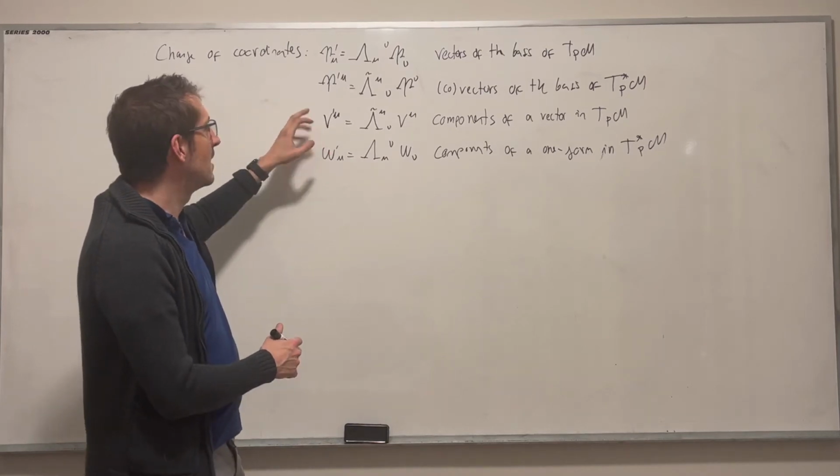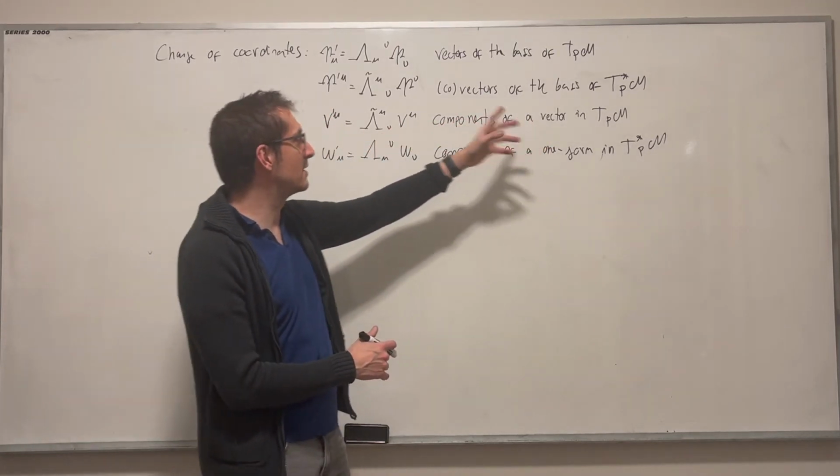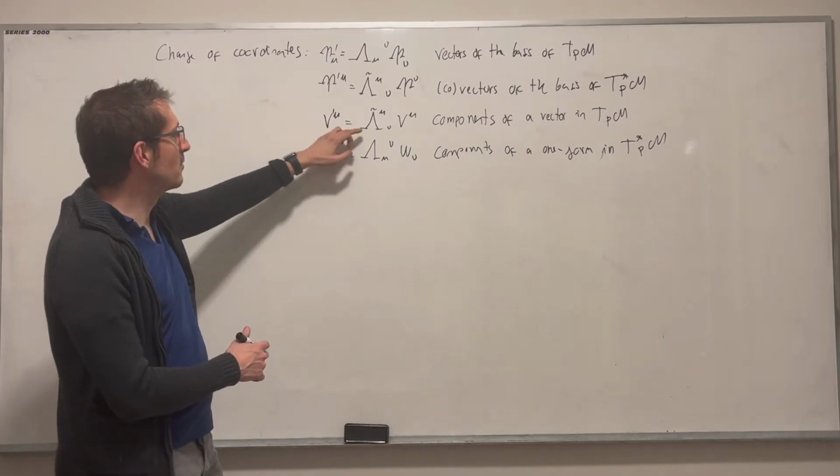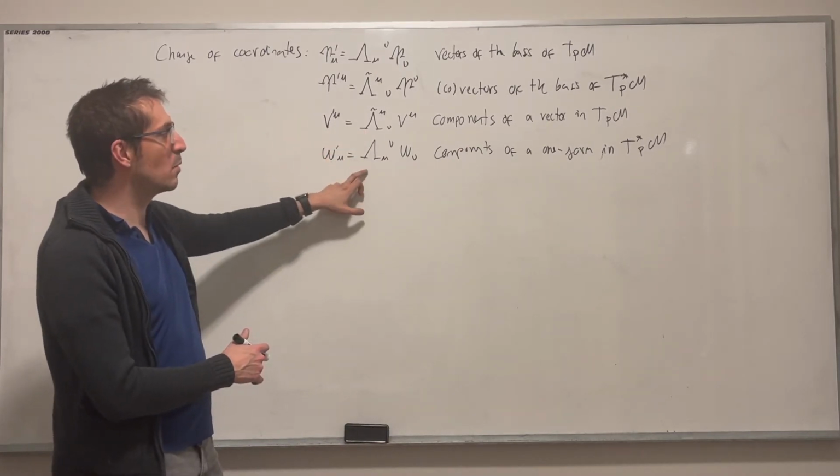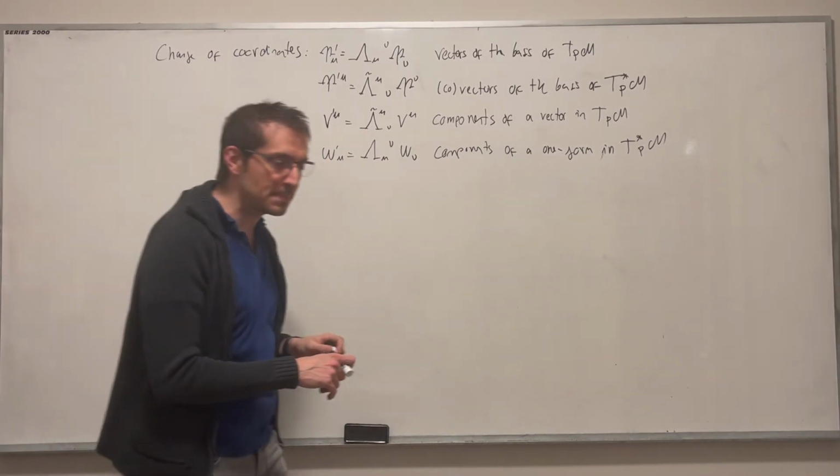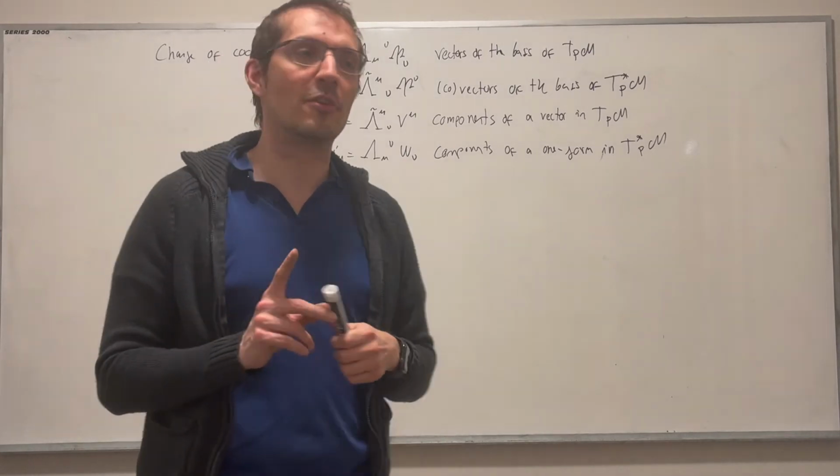V prime mu, the components of a vector in the tangent vector space at a point, transform with lambda tilde, and the components of a one form transform with lambda. Those are changes of coordinate bases.